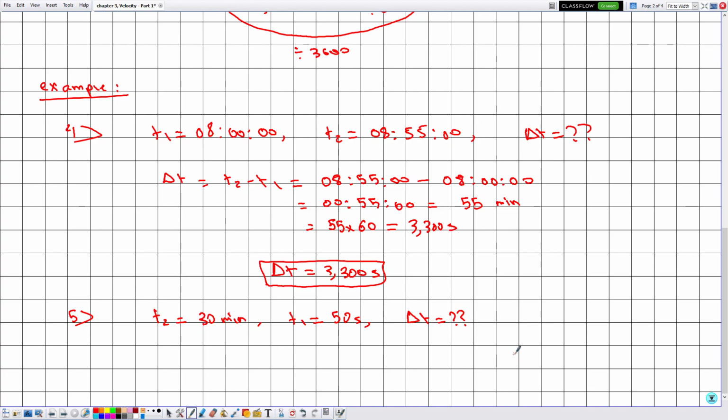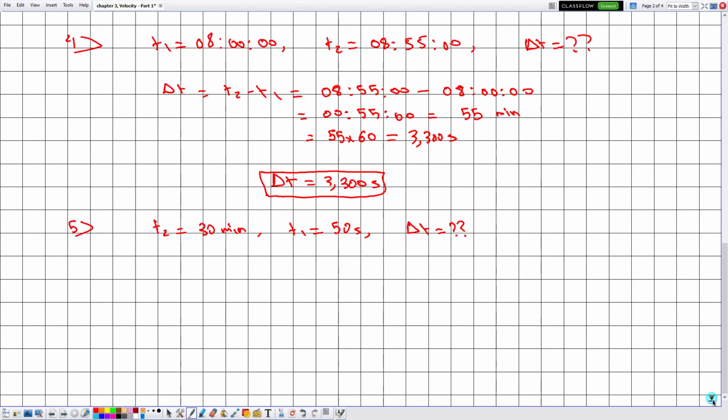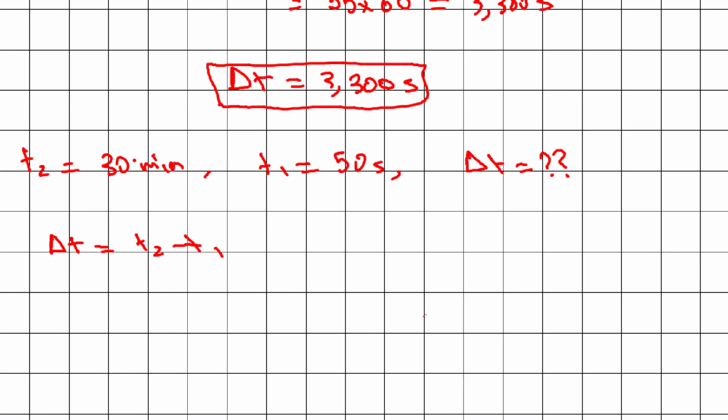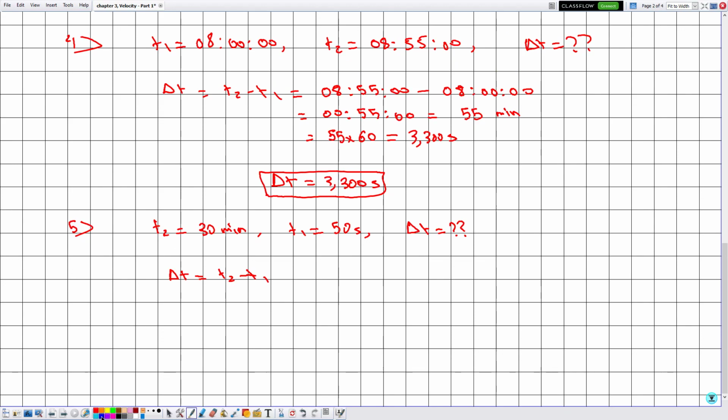Then, as usual, since they didn't specify the unit of the duration, we are asked to calculate it in the SI. So as a first step, we always start by writing the definition or the formula, which is given by delta t is equal to T2 minus T1. But here notice that T2 is expressed in minutes and T1 is expressed in seconds. And let me write here the following important note.